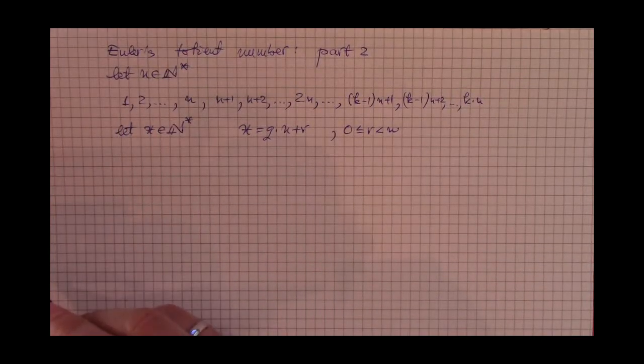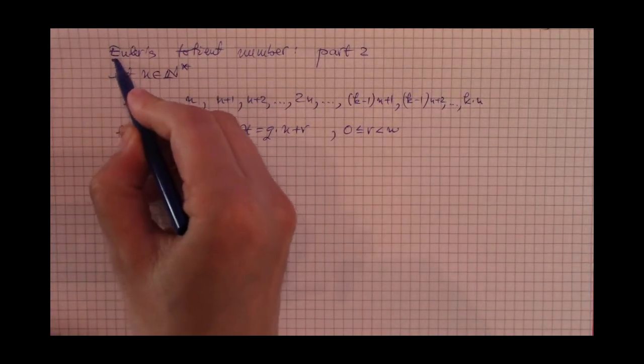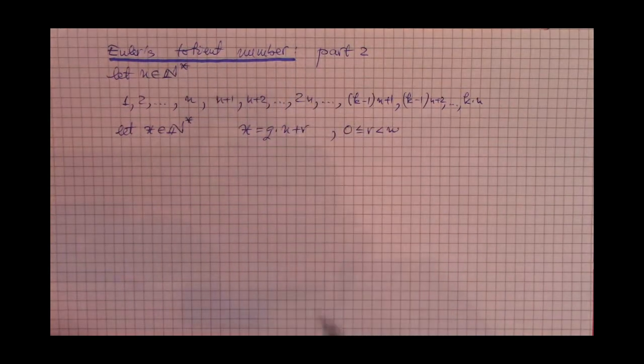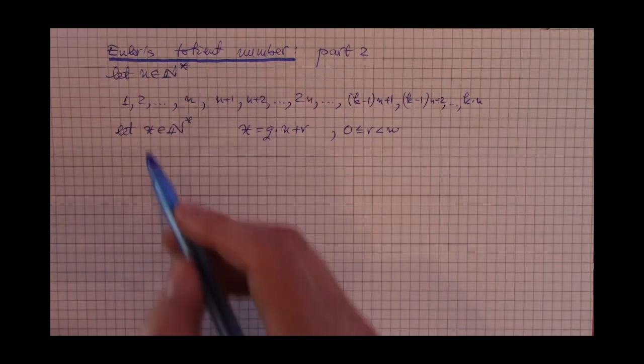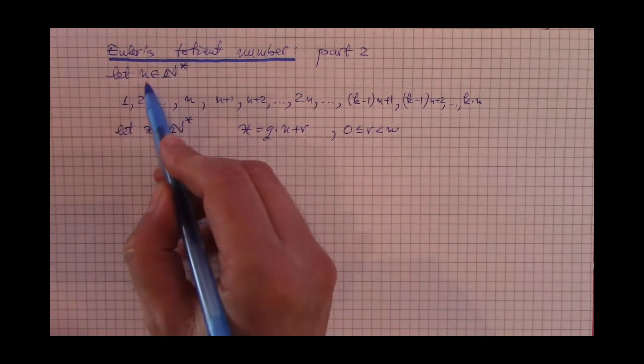This is a second video on Euler's totient number. If you didn't watch part 1 on this topic, please watch it, because part 2 is just a continuation of part 1.